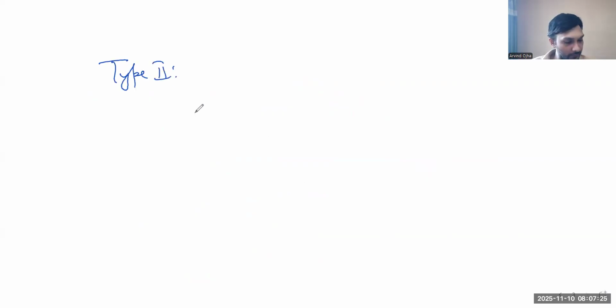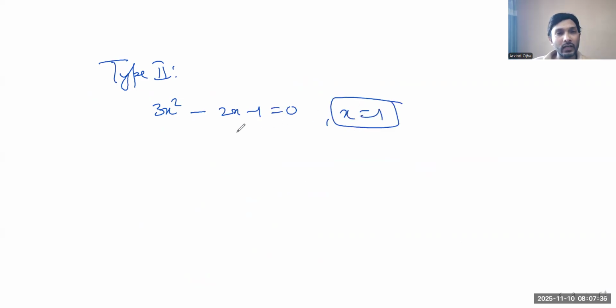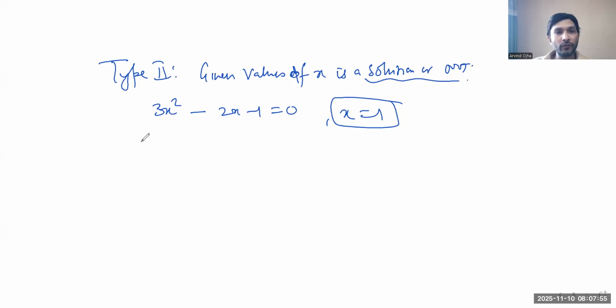Now come to type number 2. Type number 2 says that the equation is given, like 3x square minus 2x minus 1 is equal to 0, and they have given values of x. We have to tell whether the given value, say x is equal to 1, is a solution or not. In the case of a solution, we just have to substitute the value of x in this quadratic equation. If it satisfies the right hand side, then that particular value is a solution.